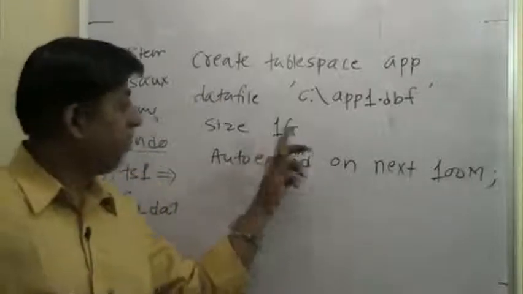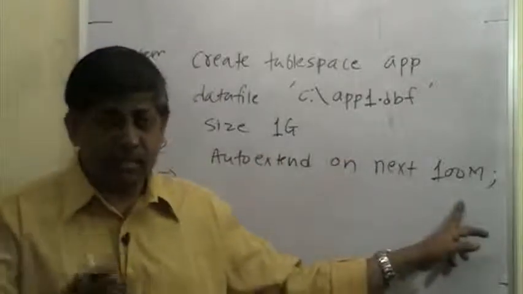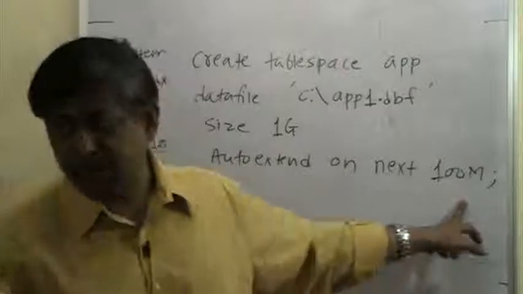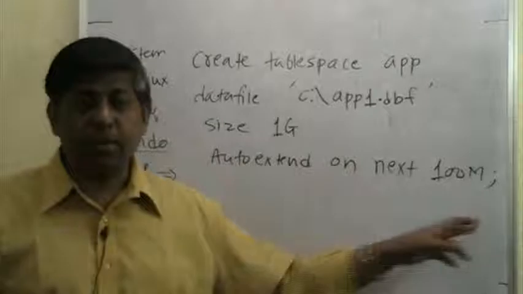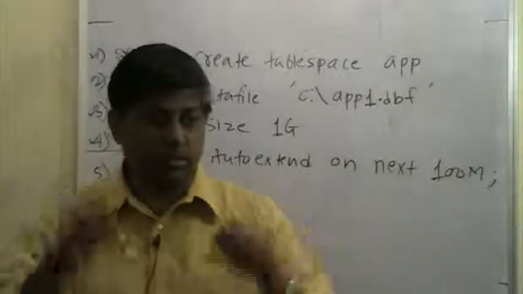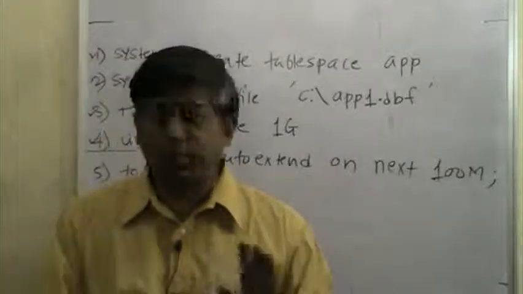So 1 gigabyte will become 1.1 gigabyte. Then from there it will become 1.2 gigabyte. Then it will become 1.3 gigabytes. Why will it become 1.3 gigabytes? When the space is required for your inserts. That's when it will grow. Otherwise it will not grow.